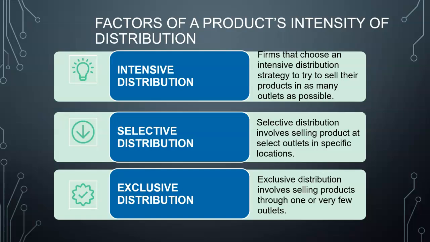Selective distribution involves selling product at select outlets in specific locations. So this would be like if you're selling skis and snow gear, you're not going to be selling that in a beachy location, right? And you're not going to sell beach products in the mountains in a snowy location, right? Exclusive distribution involves selling products through one or very few outlets.